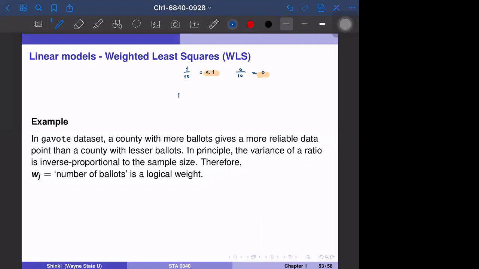But if we have 10,000 votes in one county, and we got, for example, an undercount of 90 over 10,000, that is more reliable than this kind of estimate. Maybe there is still some randomness given some predictor values, but still, 95 over 10,000 or 85 over 10,000 doesn't differ much. So this is a more reliable estimate.